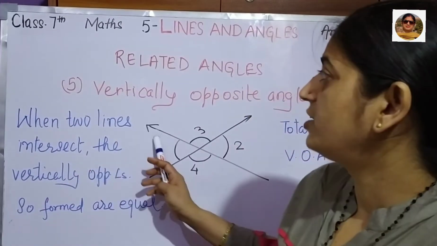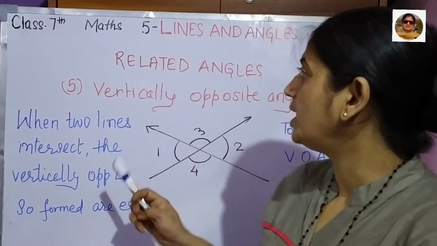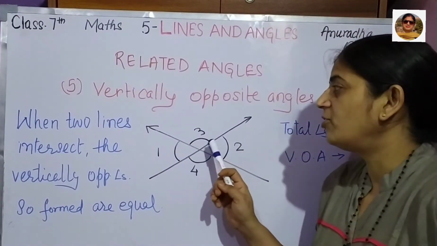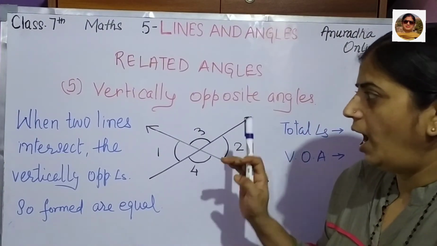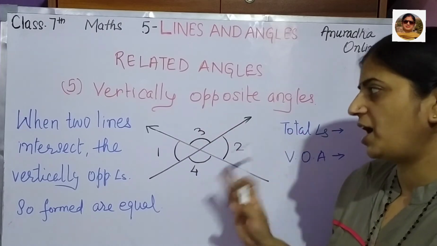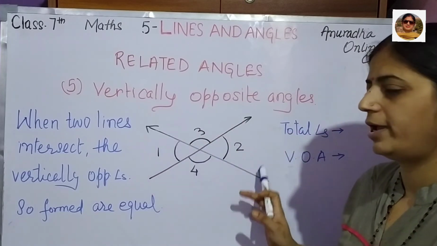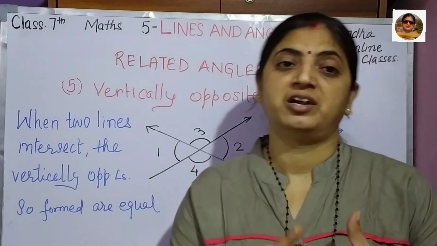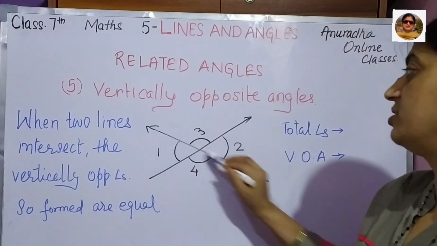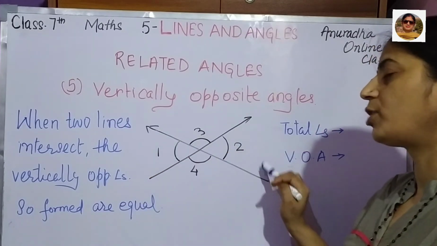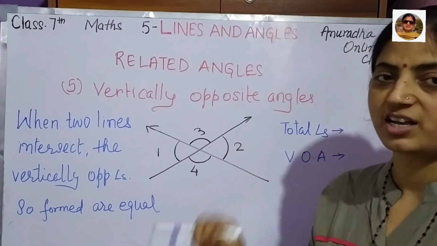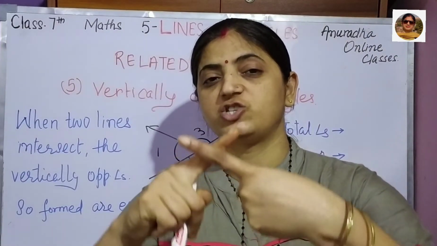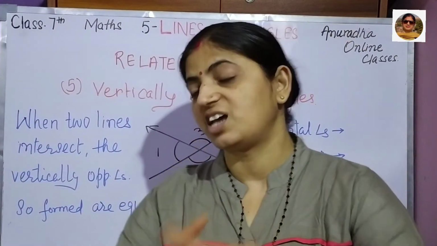Yes, children, we are now at the fifth related angle, vertically opposite angles. A pair of two angles are said to be vertically opposite angles when, for example, we take two lines. We must have two intersecting lines for that. I have taken this line and this line. Both of them cut each other, that is why we call them intersecting lines. When two lines cut each other, they are intersecting lines.